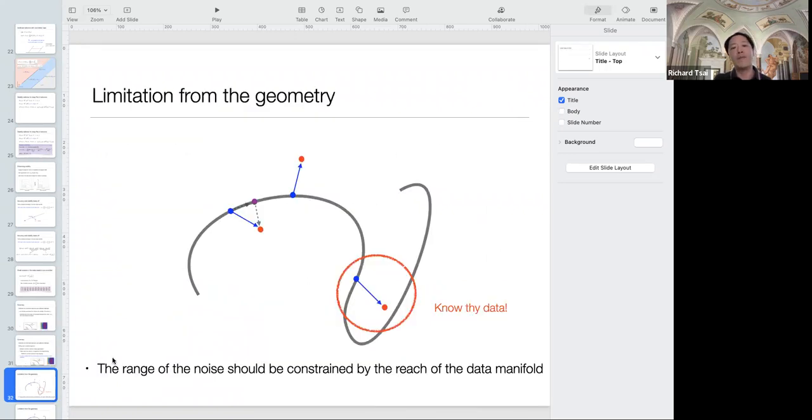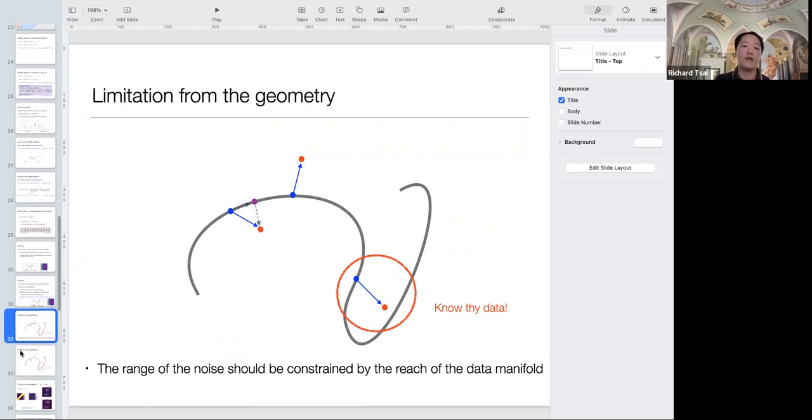So in general, what happens if your data manifold has curvature, and what happens when you don't know this and you add too much noise, then there will be some limitations due to the geometry of these data manifolds that might come out, and that might render ill conditioning of your resulting optimization problem. So you need to know your data well.